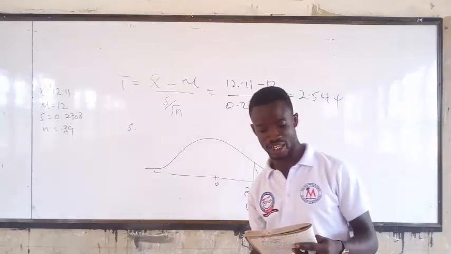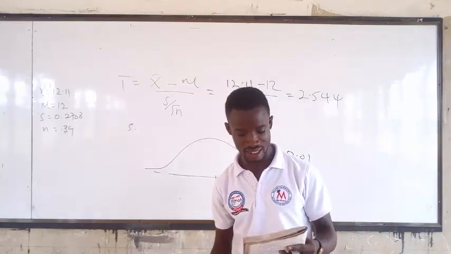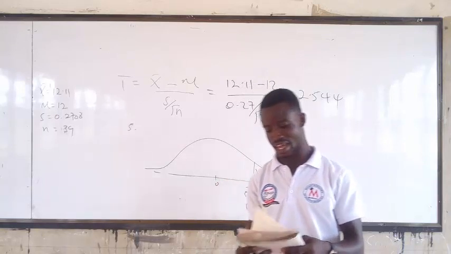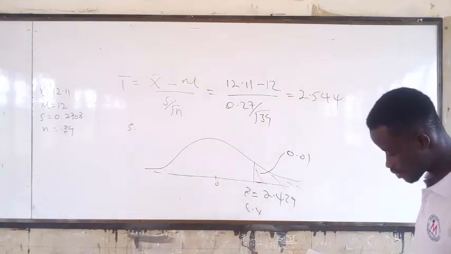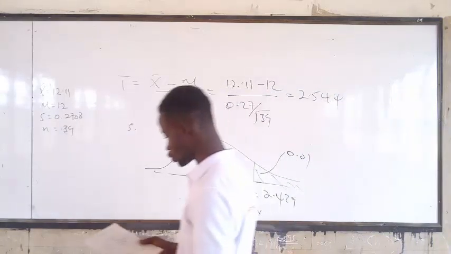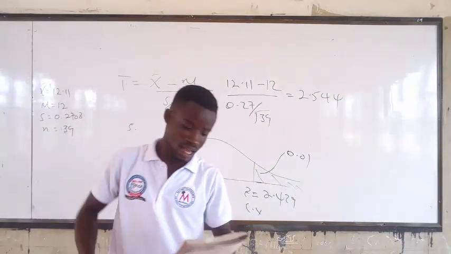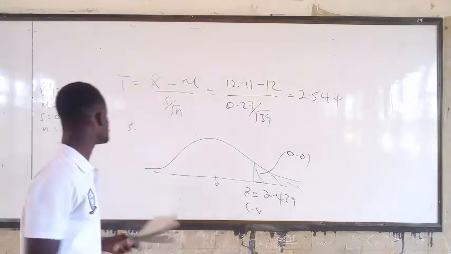There is enough evidence to support the claim that the mean level of soda is greater than 12. Just like that, and you go your way. So that's going to be your interpretation. So that's all. But you try this for me.